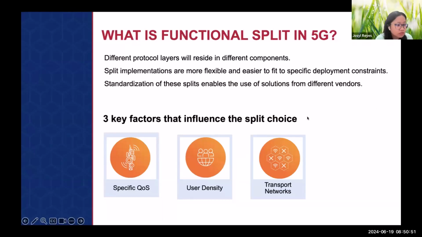Because there will be a lot of choices later. It depends on the quality of service that they want to deliver, depends on the user density, and depending on the transport network at the back end. Yeah. So that's the main idea of the functional split. However the different protocols are assigned, it depends on the needs of the mobile network operator.